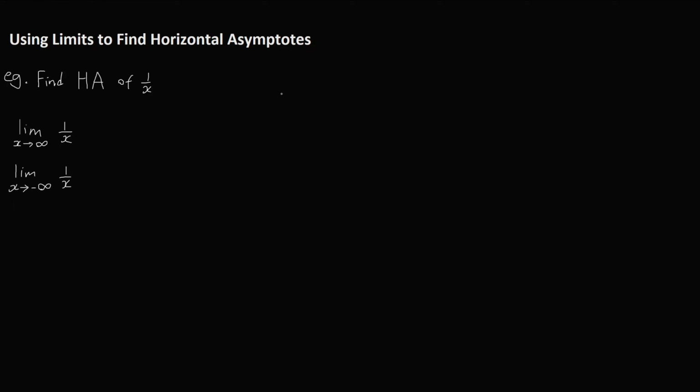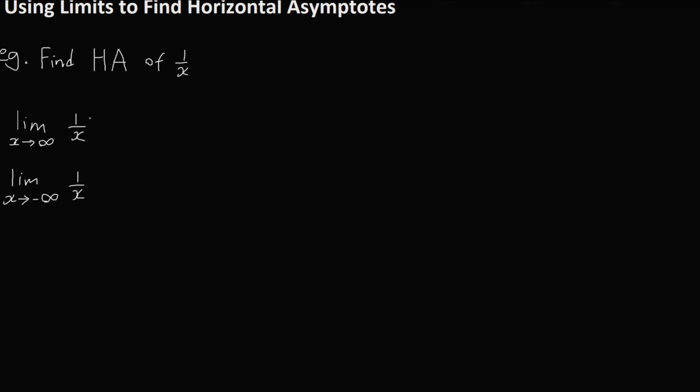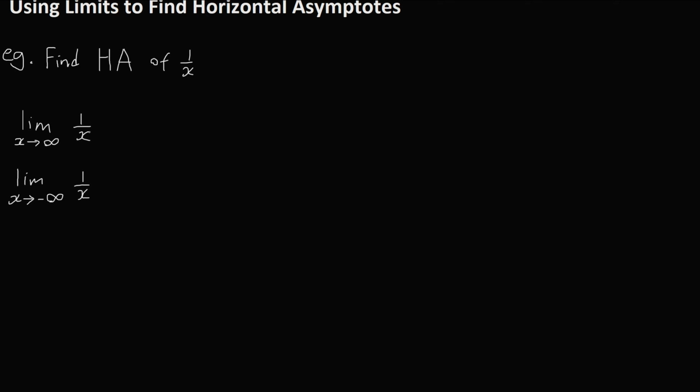Lastly, you can use limits to find horizontal asymptotes. For example, if I want to find the horizontal asymptote of 1 over x, you have to first do two things. You have to find the limit as x approaches infinity and negative infinity, as you're looking for the horizontal asymptote in both directions. So the first would be 0, and the second would be 0 as well. Therefore, the horizontal asymptote is 0.